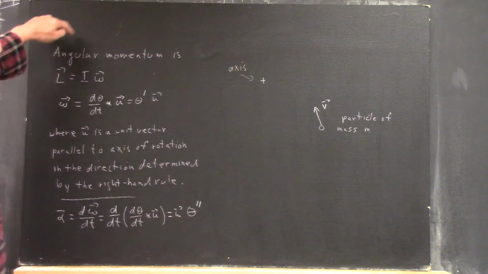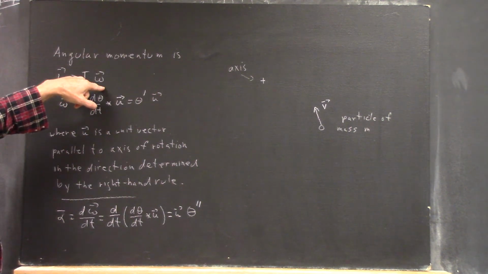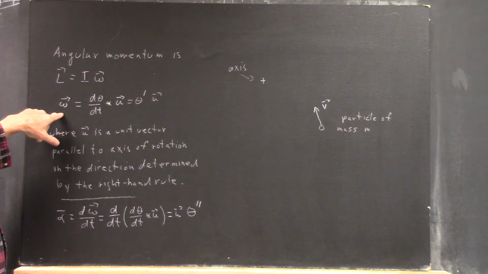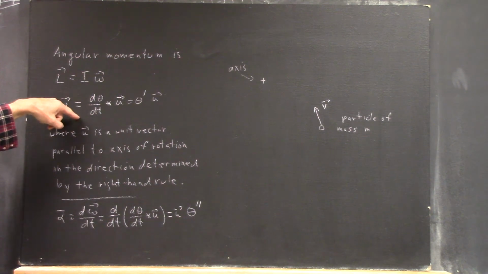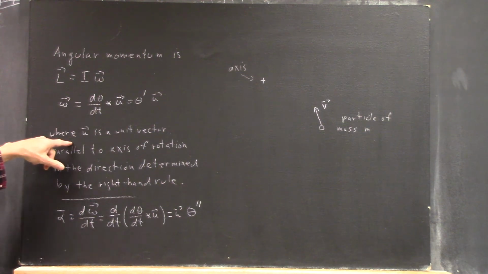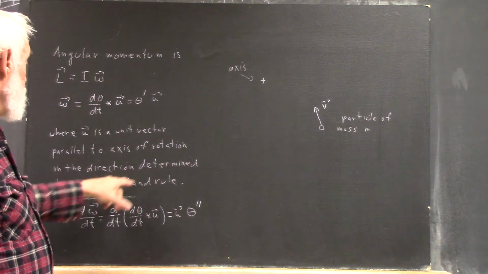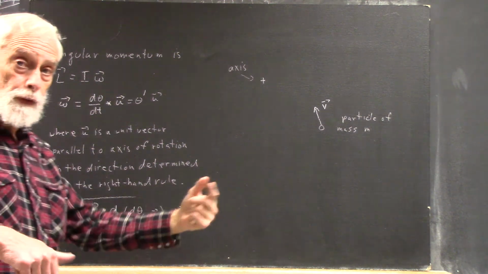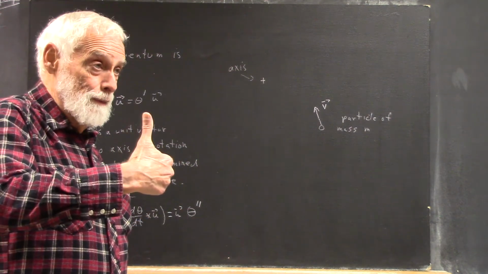Okay, we have a vector definition of angular momentum as I times the vector omega. Now what's a vector omega? Well, omega is going to be the rate of change of angular position, times u, where u is the unit vector along the axis of rotation. Okay, so u is the unit vector parallel to the axis of rotation in the direction determined by the right-hand rule. So if you have rotation around like this, the right-hand rule says that direction is here.